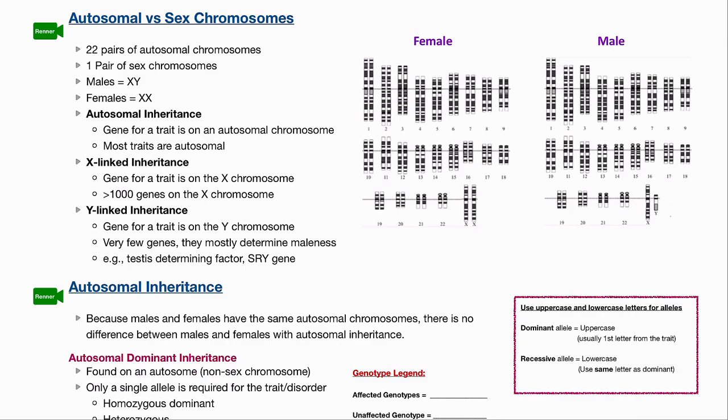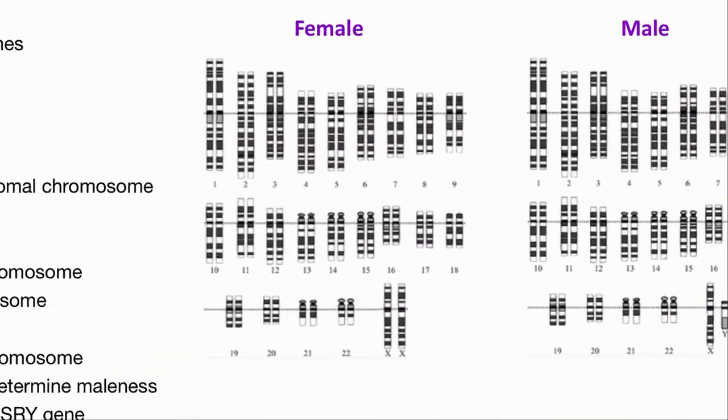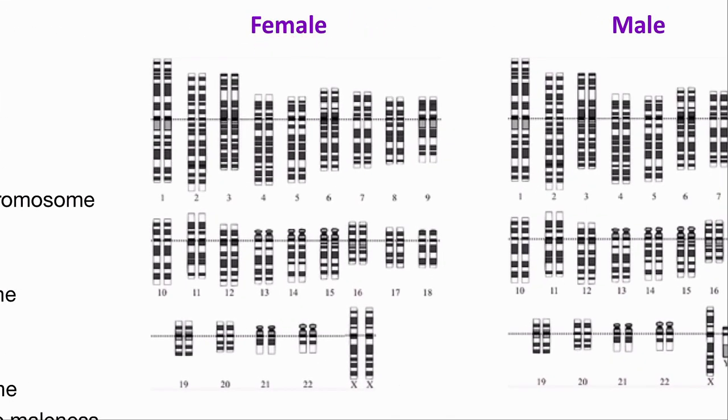Let's talk a little bit about autosomal versus sex chromosomes. First of all, if you take a look at all the chromosomes of a female, you'll see that they have these pairs, homologous pairs for chromosome 1, 2, 3, 4, 5, 6, 7, 8, 9, 10, 11, all the way to 22, okay? And then they have two X chromosomes. So there's 23 pairs, okay, 23 pairs.